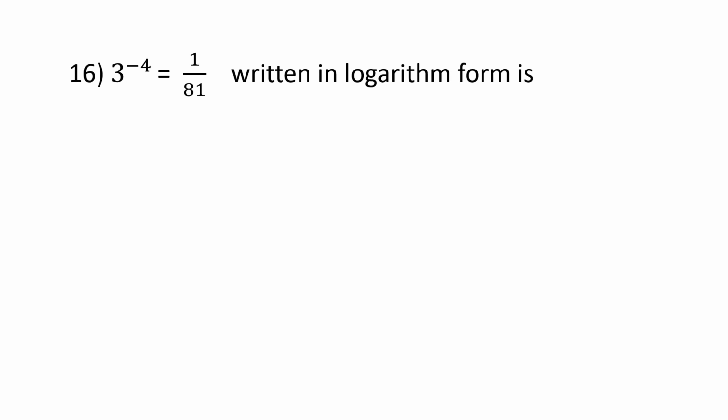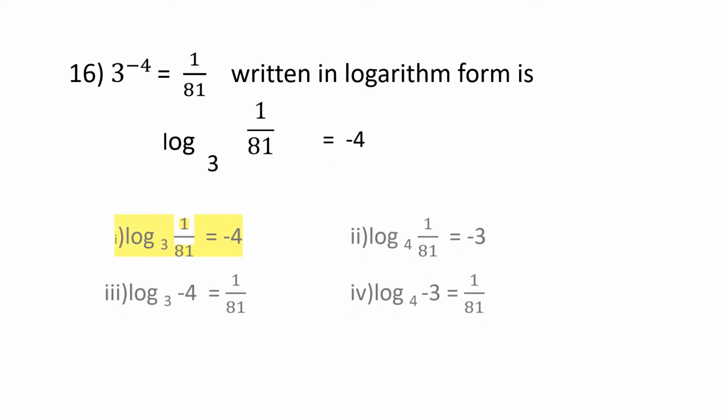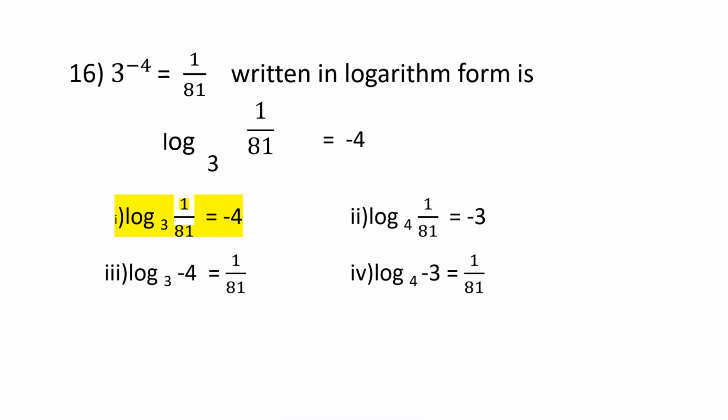Now the question number 16. 3 to the power negative 4 equals 1 over 81. You have to write it in logarithm form. Here the base is 3, the index is negative 4, which goes as the answer, and the value is 1 over 81. So you can write logarithm of 1 over 81 to the base 3 is equal to negative 4. From the given answers, the answer is the first one.